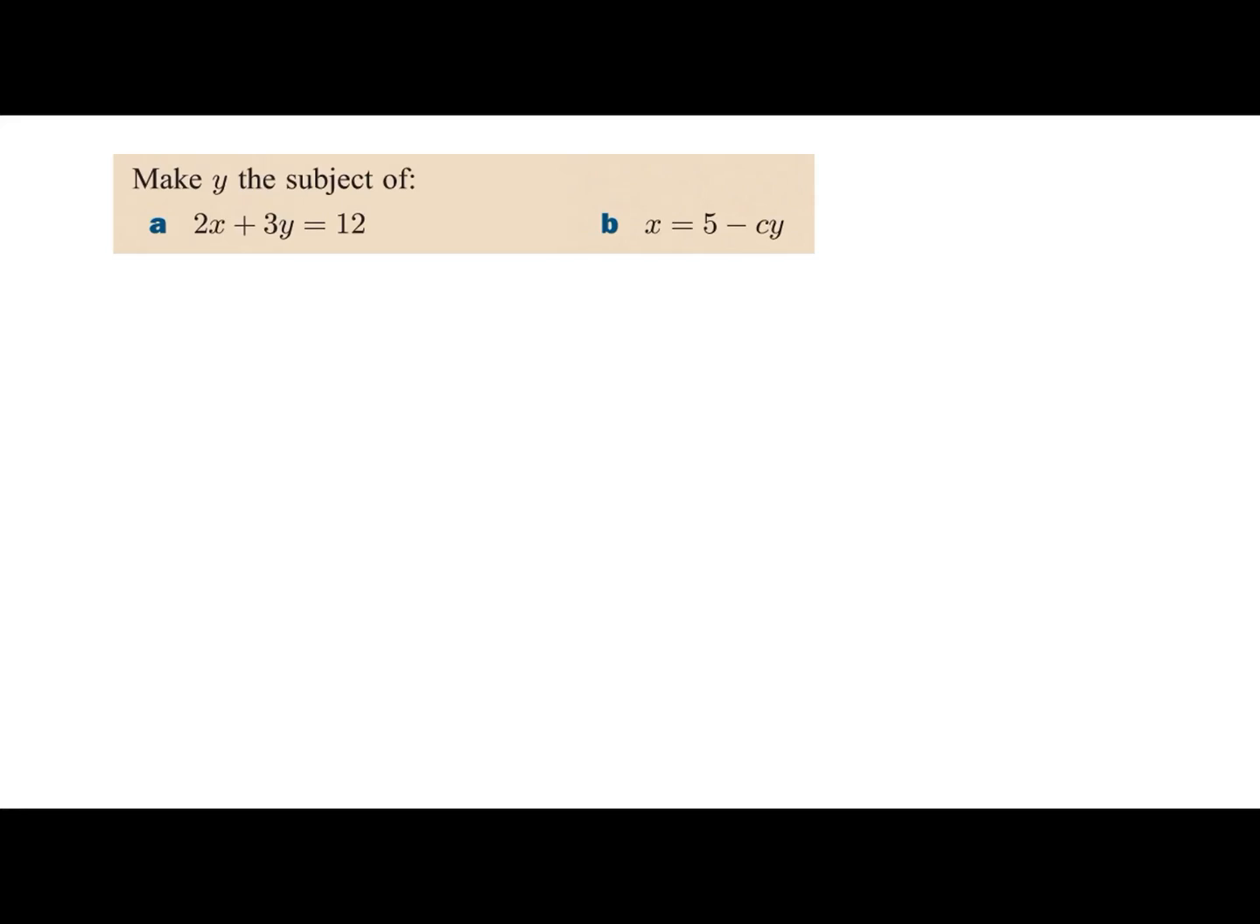Welcome to part 2. Just a quick reminder of the very basics of making a letter the subject of an equation. In this case, we've got to make y the subject. You know how to do this. We start off by saying 3y equals 12 minus 2x, just the same way as we might solve an equation. I want to get y on its own on the left-hand side, everything else to the right-hand side. Now divide the left and right of the equation by 3. So 12 minus 2x over 3.